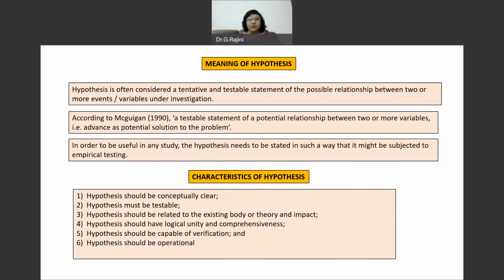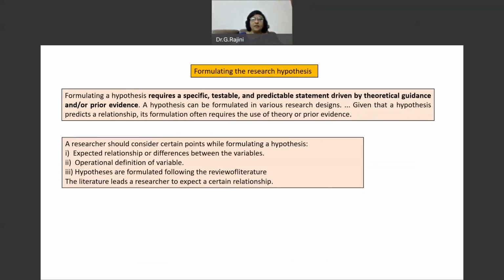Okay, so next is the formulation of a research hypothesis. Formulating a hypothesis, again I would reiterate, requires a specific, testable, and predictable statement which is driven by theoretical guidance, or it should have some prior evidence.